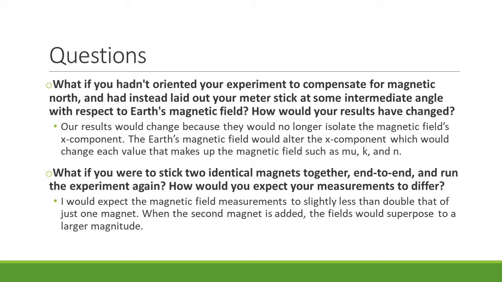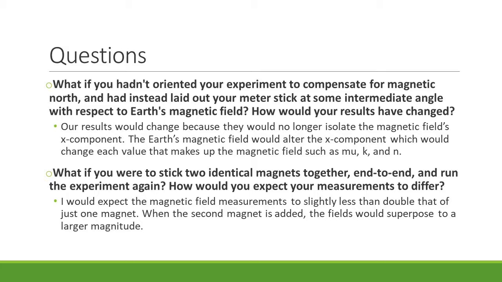Question 1. During the experiment, to compensate for magnetic north, we ensured that the x component of the magnetic field starts at 0 teslas, so that the only value being measured is the magnetic field from the bar magnet. Without this, our results would change because they would no longer isolate the magnetic field's x component. The Earth's magnetic field would alter the x component, which would change each value that makes up the magnetic field, such as mu, k, and n.